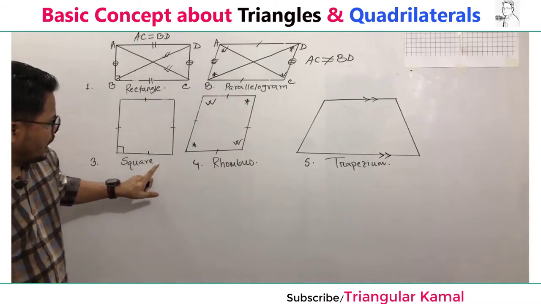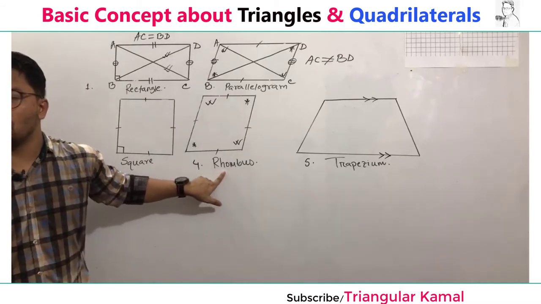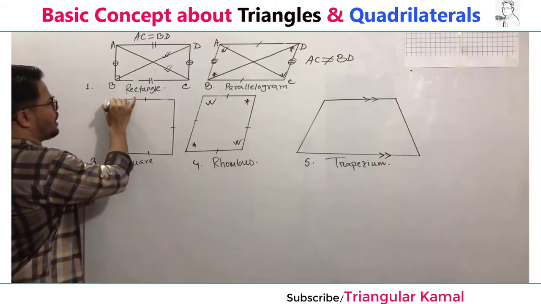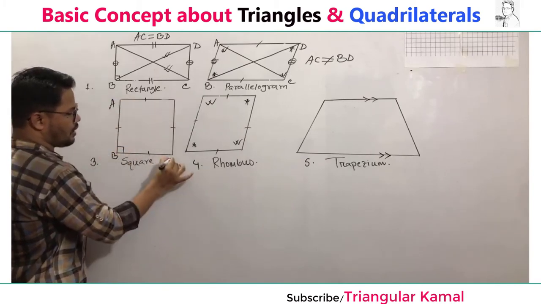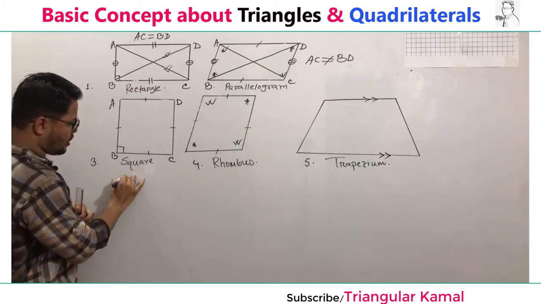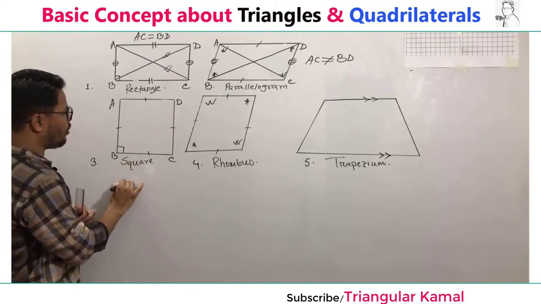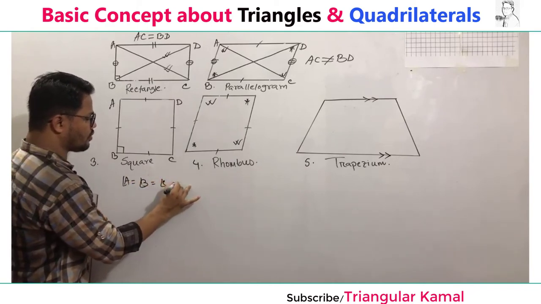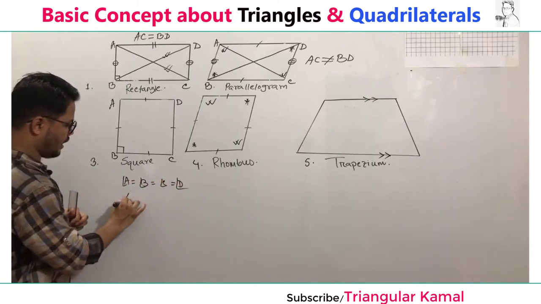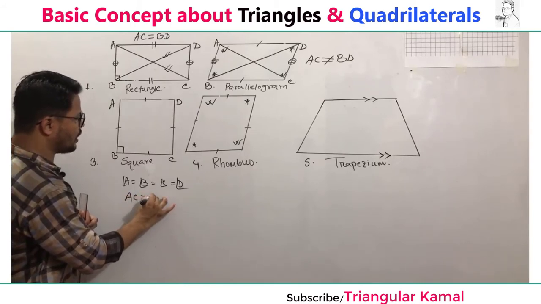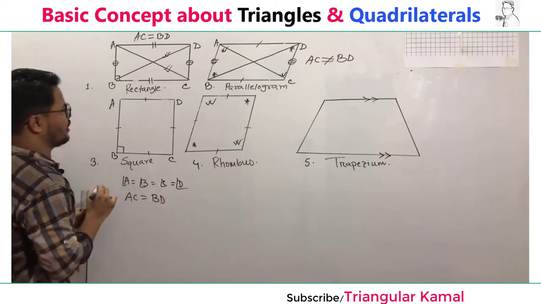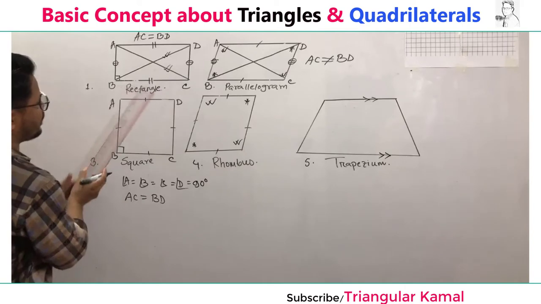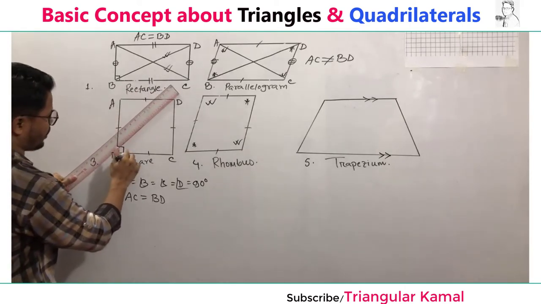So now let me clear the square and rhombus. What is the difference between them? In the square, all sides are equal, like this one A, B and C, D. Here we can write all sides equal and all angles equal: angle A equals angle B equals angle C equals angle D. And here diagonal AC will be equal to BD, and each angle will be 90 degree. The two diagonals will also be equal.